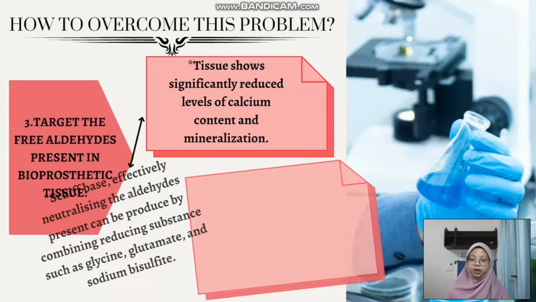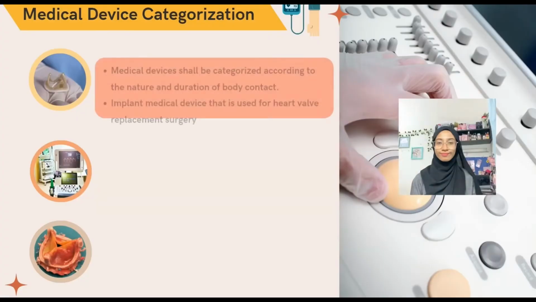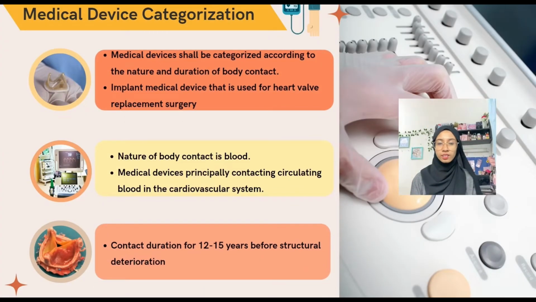For number 3, target the free aldehydes present in bioprosthetic tissue. Tissue shows significantly reduced levels of calcium content and mineralization. A Schiff base effectively neutralizing the aldehydes present can be produced by combining reducing substances such as glycine, glutamate, and sodium bisulfite. Medical device categorization. Medical device shall be categorized according to the nature and the duration of the body contact.